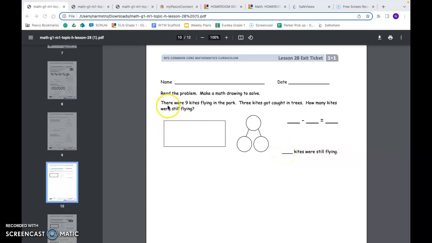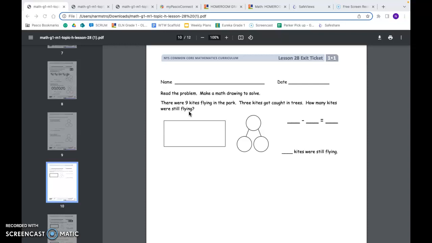All right, so here we go. There were 9 kites flying in the park. 3 kites got caught in a tree. How many kites were still flying? Okay, so think about it. What is that important information that you can pick out of there, and what are they asking you?